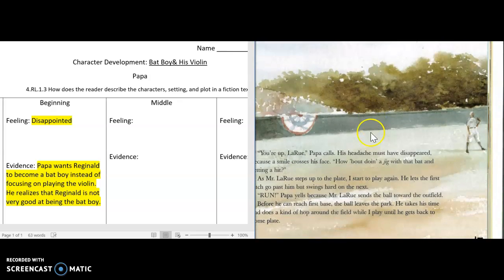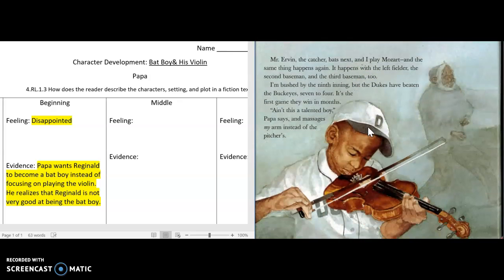We've got LaRue. We've even got Mr. Irvin, the catcher, batting next, even the second baseman. But again, those aren't the characters that we're really focused on right now. We know that they do a great job. They hit the ball, they run, they score. How do you think Papa feels at this part in the story? I want you all thinking of a word that might describe his character right now. Just giving you a moment to think.